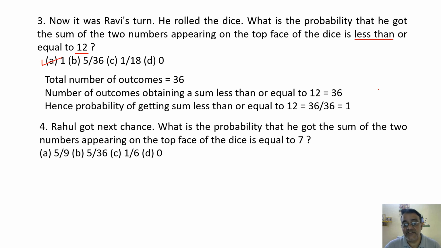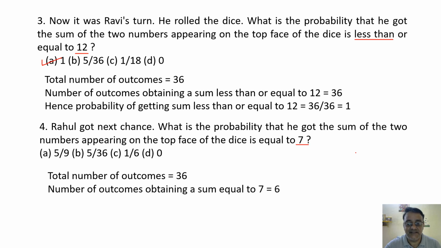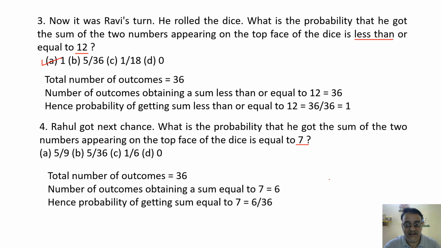Rahul got the next chance. What is the probability that the sum of the 2 numbers appearing on the top face of the dice is equal to 7? How many times does 7 come? 6. Right. So the required probability is 6 by 36. And if you simplify, you will get 1 by 6. And the correct option is option C.